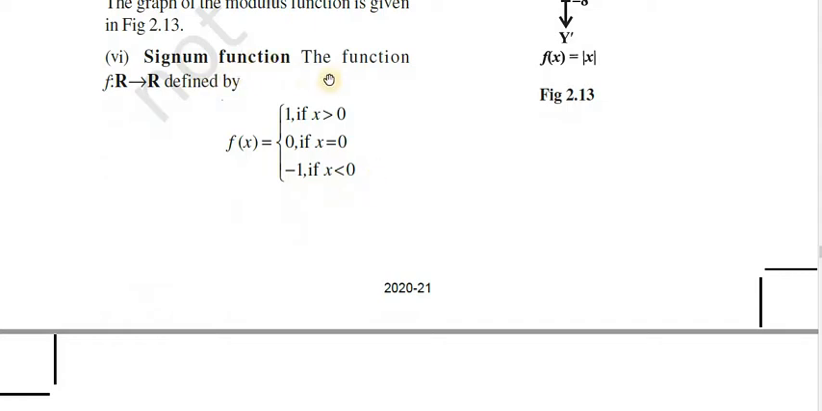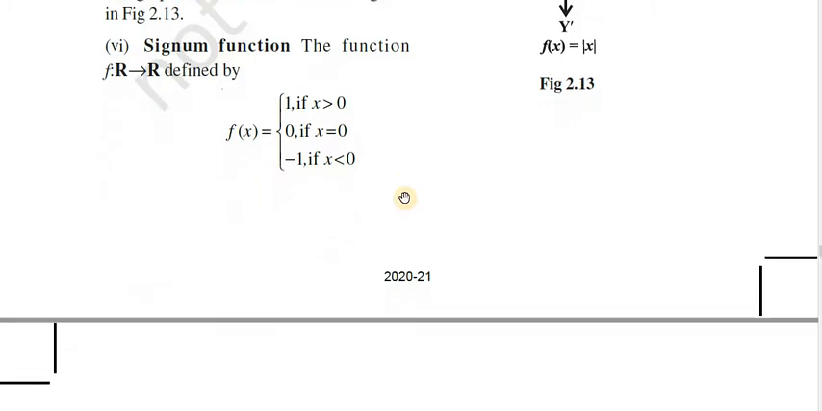Okay, this is also a very important function in your school, in your course. So you have to know, and it is very important. These names are very important for your entrances also. So try to remember this so that you can do well.